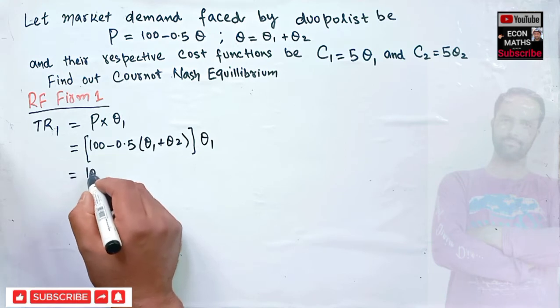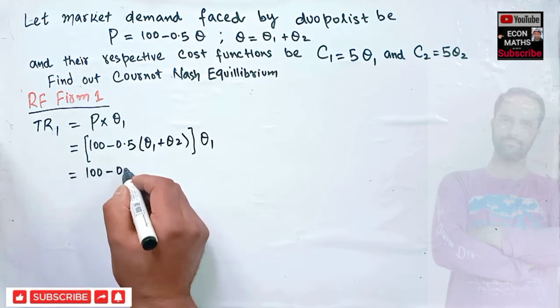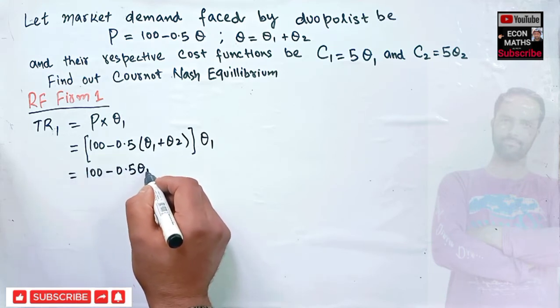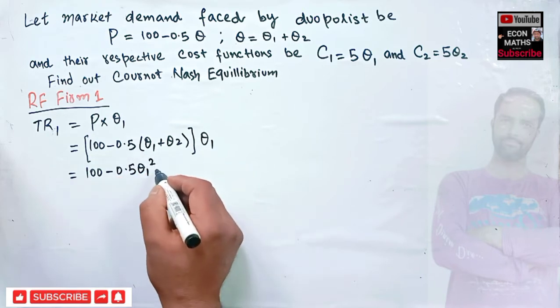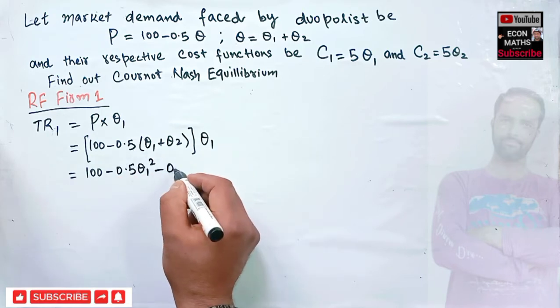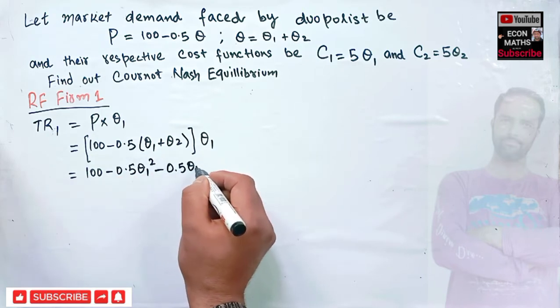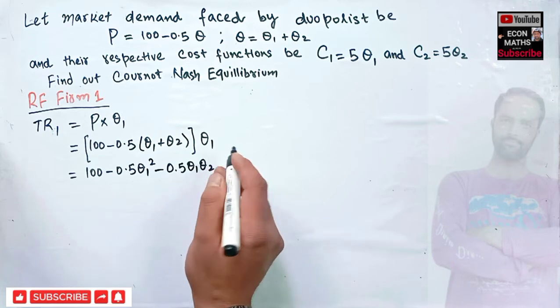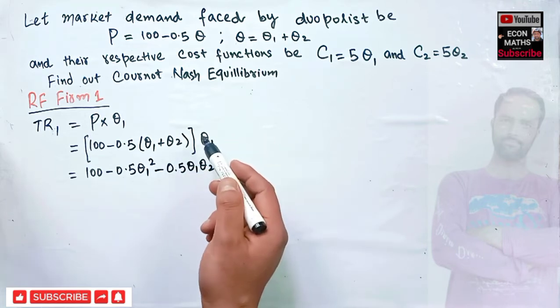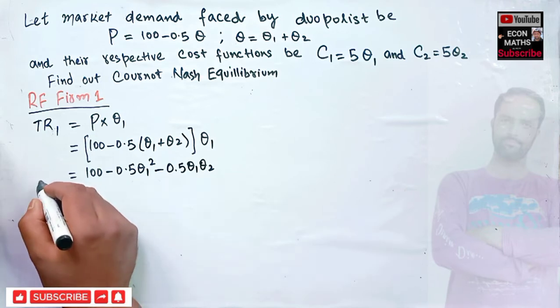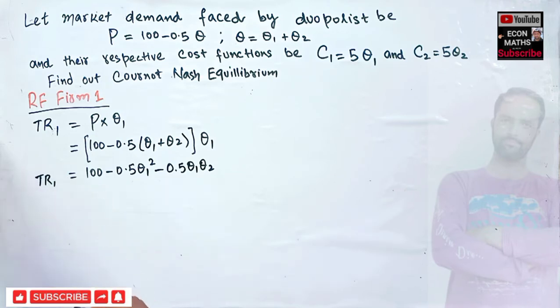So if we solve this, this is 100Q1 - 0.5Q1 square. If I multiply here, minus 0.5Q1Q2. Sorry, Q2. I've just multiplied this Q1 to each of these terms. This is our total revenue.